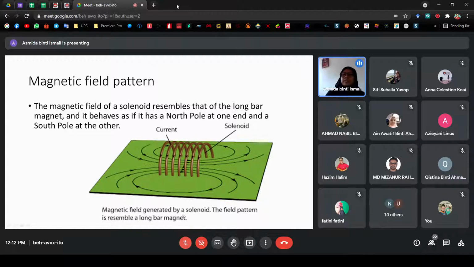Magnetic field generated by the solenoid, the field pattern resembles a long bar magnet. Actually, this magnetic field for the solenoid is the same as a bar magnet. Okay, apa yang nak cakap kat sini adalah sebenarnya magnetic field dekat solenoid ni dia sebenarnya sama je dengan magnetic field dekat satu bar magnet. Okay, dia umpama dia ada kutub utara dengan kutub selatan.